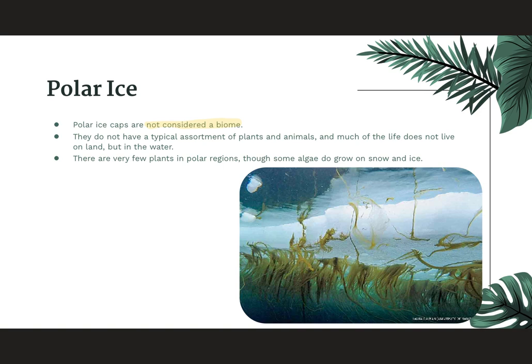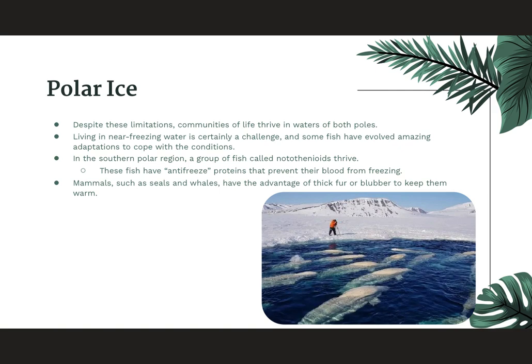for specific purposes, but they do not have a typical assortment of animals and plants, and much of the life does not live on the land but in the water. So there are very few plants in the polar region, though some species of algae do grow on the snow and ice. So despite these limitations, communities of life thrive in the waters of both poles.